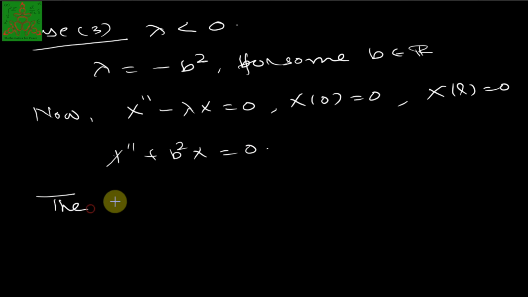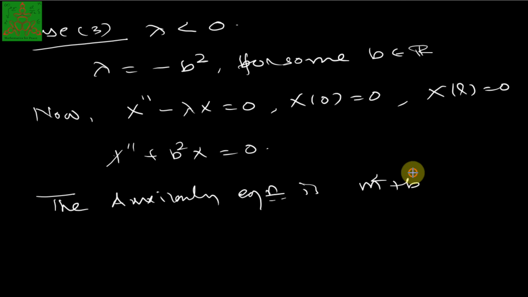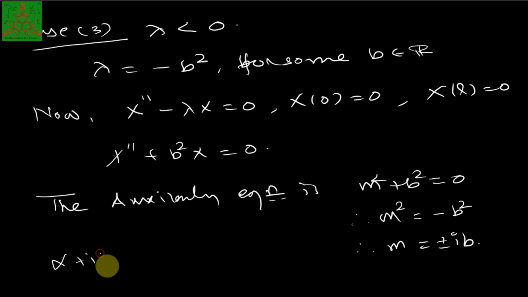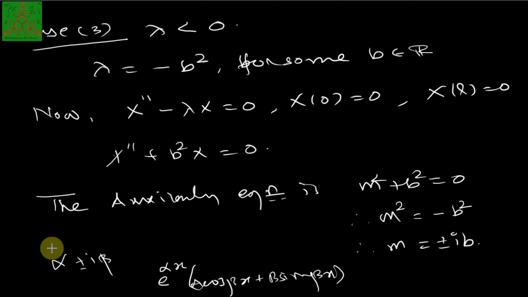Therefore here the auxiliary equation is m square plus b square is equal to 0. So m square is equal to minus b square, and that will give me m is equal to plus or minus ib. That means there are complex roots, and if you have complex roots alpha plus or minus i beta, then we have a solution e power alpha x into a cos beta x plus b sin beta x. So this will be the solution we have if the roots of the auxiliary equation are of the form alpha plus or minus i beta.